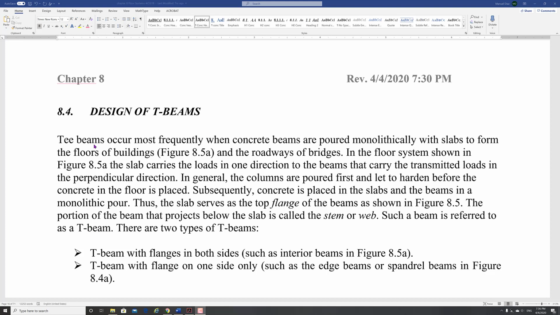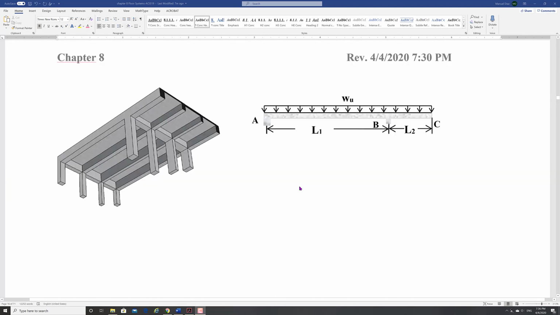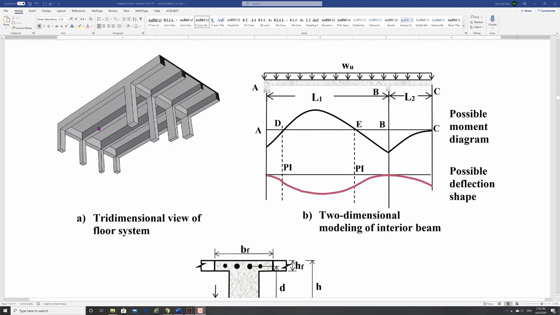So T-beams are basically the case when you pour your slab and your beams at the same time. And this is common in some buildings and bridges. The figure we have is this one right here. Again, you have the beams here, right? You got the beams and the beams, and then the frames in this direction.